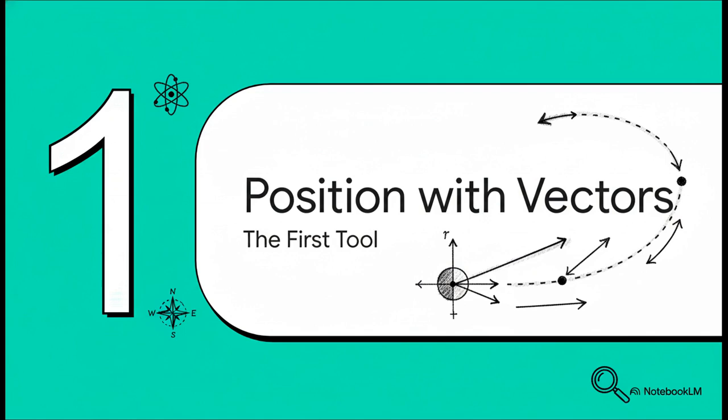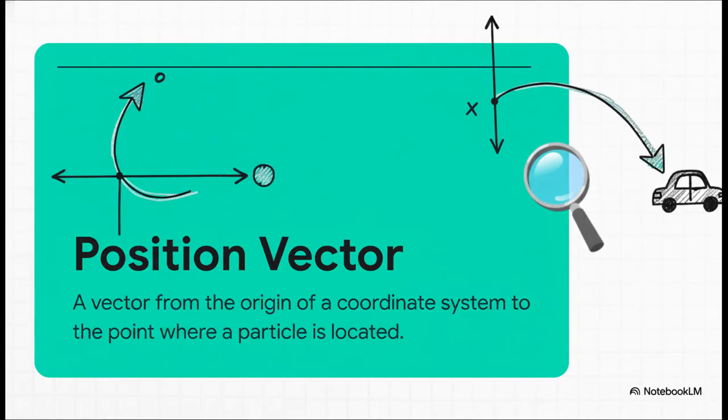The very first tool we're going to need is for the most basic question of all. Before an object even moves, where is it? To pinpoint a location in space, we use this amazing thing called a vector. A position vector is, well, it's pretty much exactly what it sounds like. It's an arrow that points from some starting point we all agree on. We call it the origin, directly to an object's location. The key is, it's not just a set of coordinates, it's a direction and a distance, all wrapped up in one handy arrow.